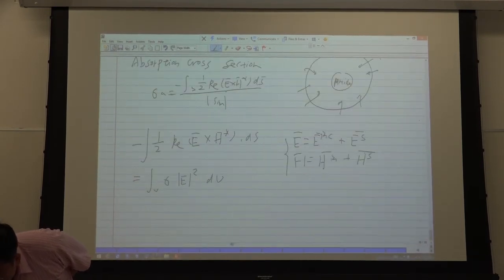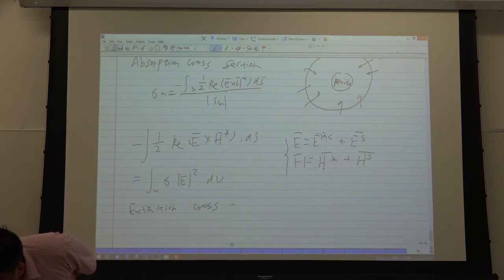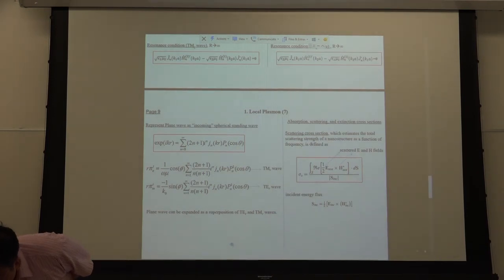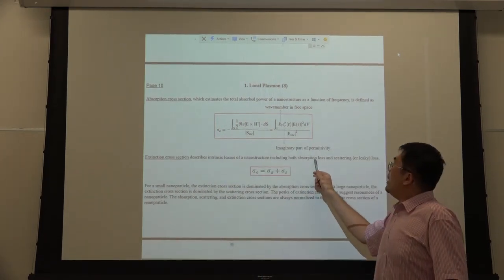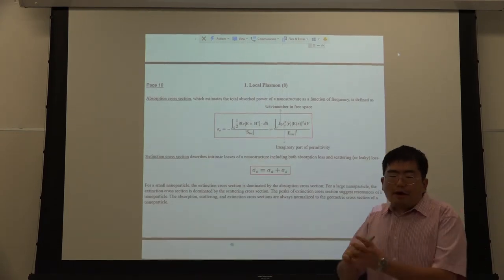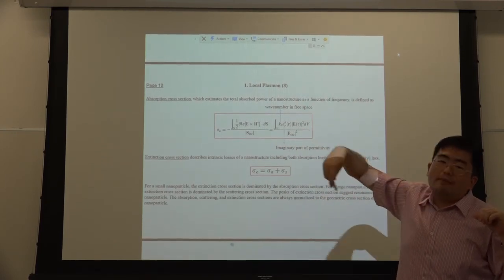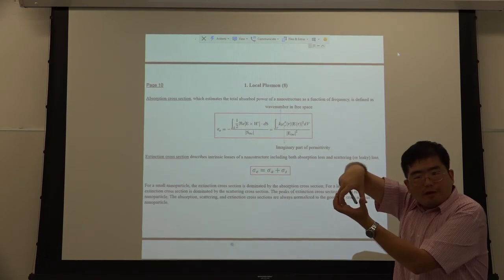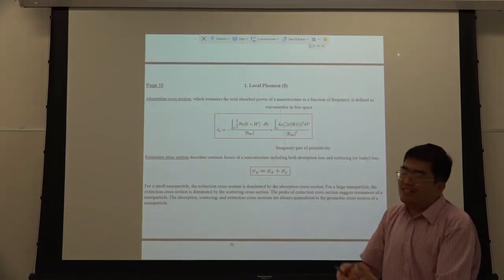The extinction cross section just pulls them together: sigma_E equals sigma_A plus sigma_S. So what's the physical meaning here? The extinction cross section is the intrinsic loss of the nanostructure, both absorption loss and scattering loss. The scattering cross section shows the scattering ability, or scattering loss, of the system, giving the total scattered power. The absorption cross section gives the total absorbed power within the nanoparticle over the incident flux. All incident flux over some area is called a cross section. This is a dimension question.